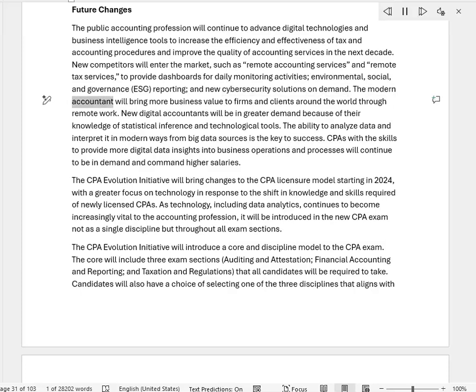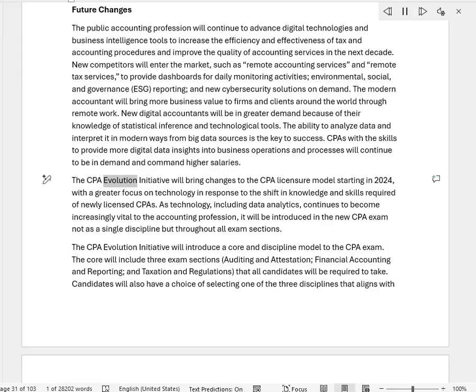The modern accountant will bring more business value to firms and clients around the world through remote work. New digital accountants will be in greater demand because of their knowledge of statistical inference and technological tools. The ability to analyze data and interpret it in modern ways from big data sources is the key to success. CPAs with the skills to provide more digital data insights into business operations and processes will continue to be in demand and command higher salaries.